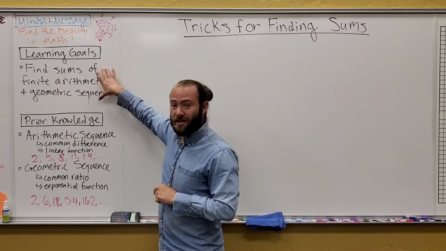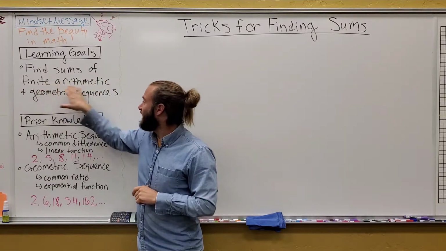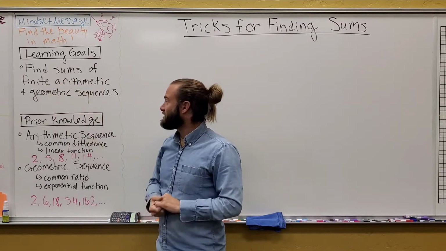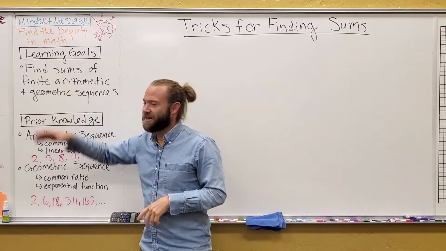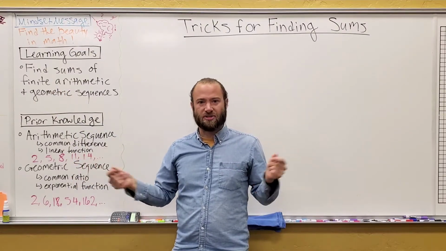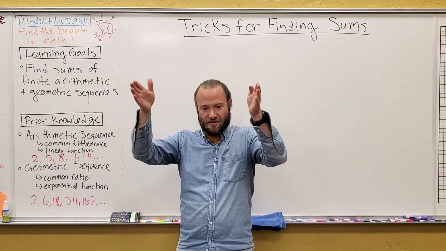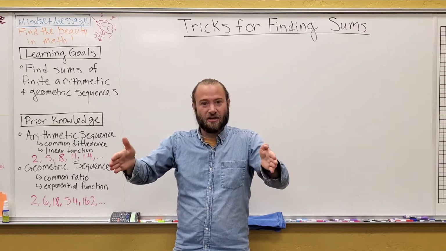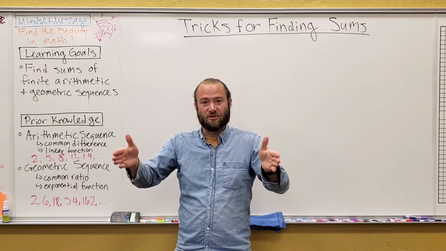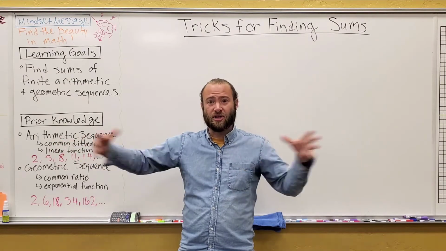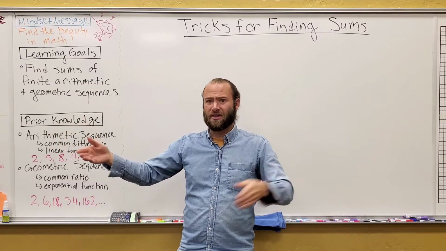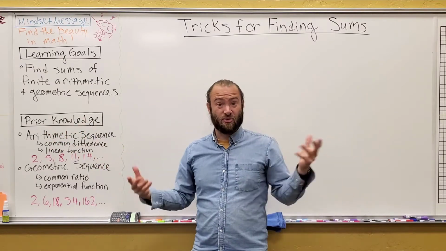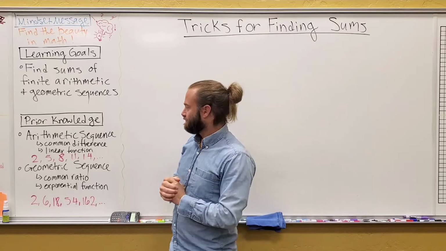Our main learning goal for today is to find sums of finite arithmetic and geometric sequences. And when I say finite, I just mean we know an arithmetic or geometric sequence could go forever, right? So we're thinking if we had a chunk, a section of one of those sequences, and we want to add all the terms up in a simpler way than just adding them up directly, how could we do that?